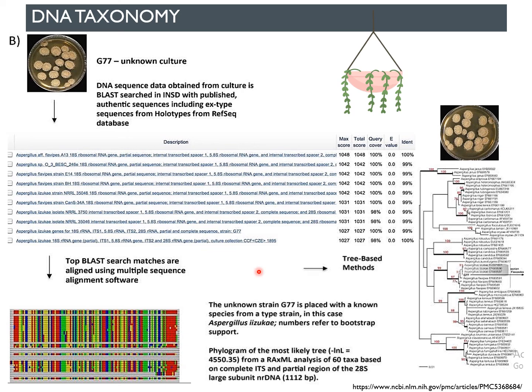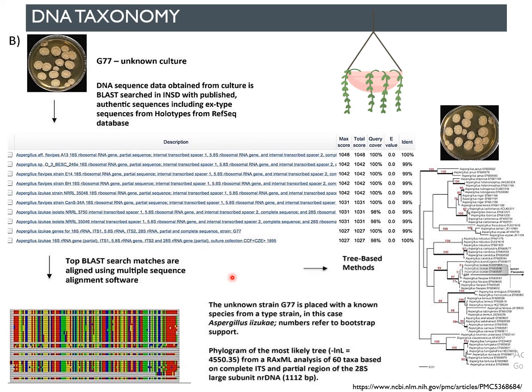After you get that, you generate a tree by doing a tree construction method using the programs that I mentioned earlier, and then you will get a phylogram like this. For this example, which is very small, the G77 is here, grouped with Aspergillus iizukae. So the unknown strain G77 is placed with a known species from a type strain. In this case, it is Aspergillus iizukae.